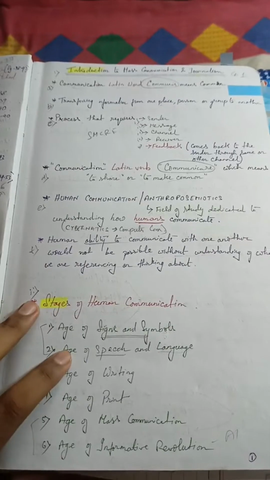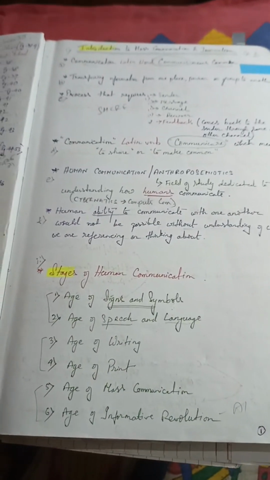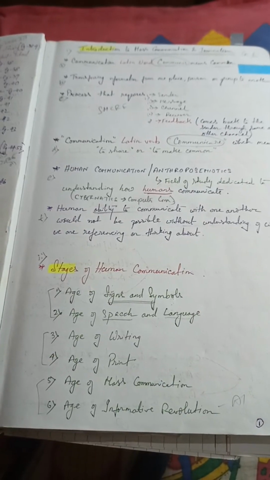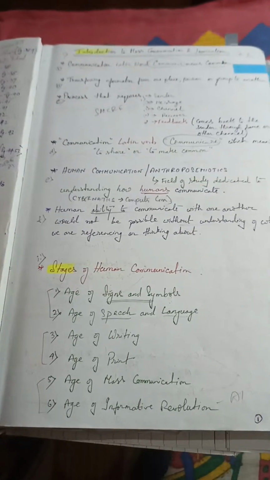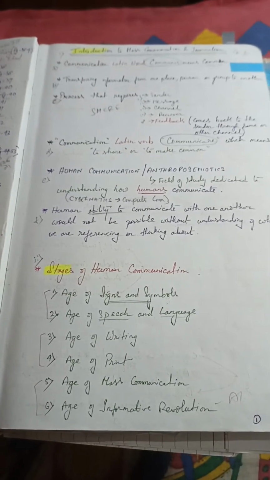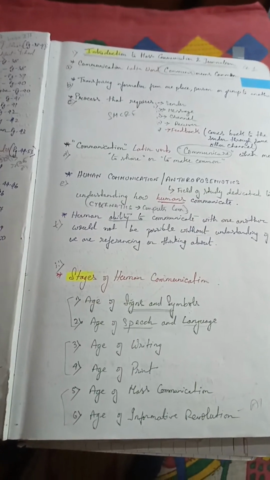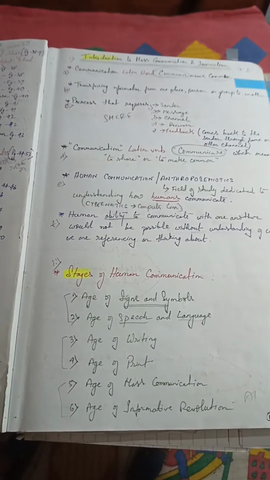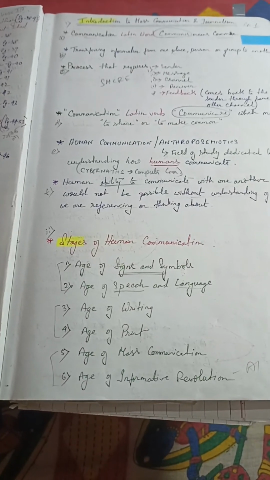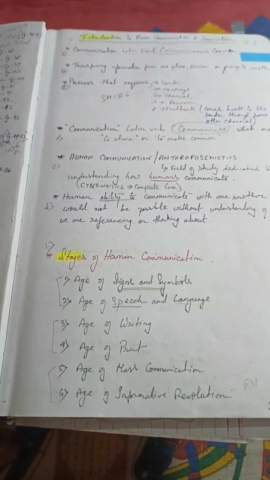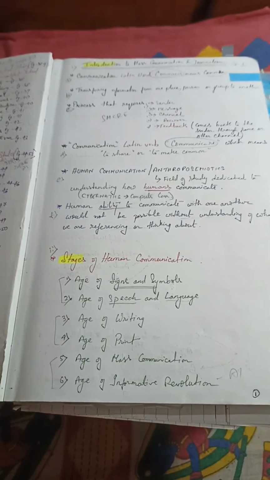Second part, we have the stages of human communication, how human communication evolved. First communication came in the age of sign and symbol. Then came the age of speech and language, the age of writing, the age of print, the age of mass communication. After that, we have the age of information revolution, that is AI, artificial intelligence.